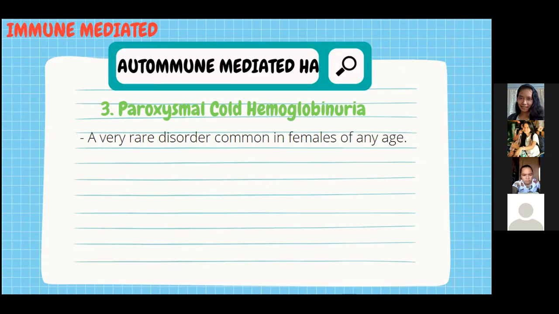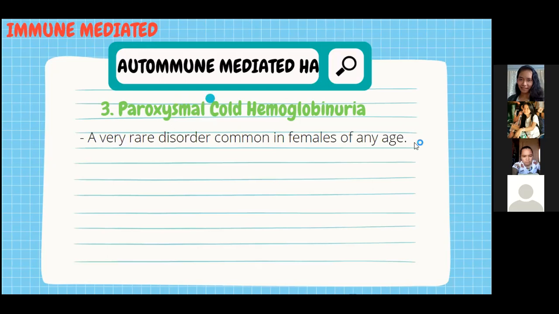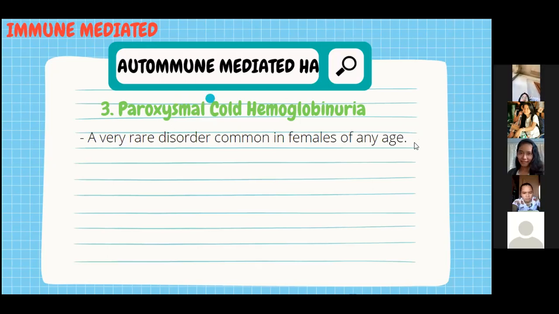So, of course, there's the presence of cold reacting antibodies. The common symptoms of this are chills, pains, discomfort, and blood in the urine. Next.